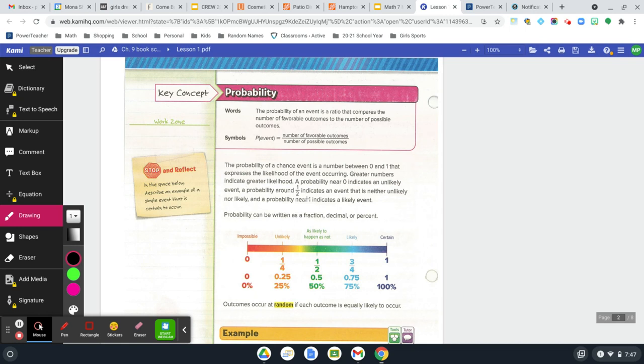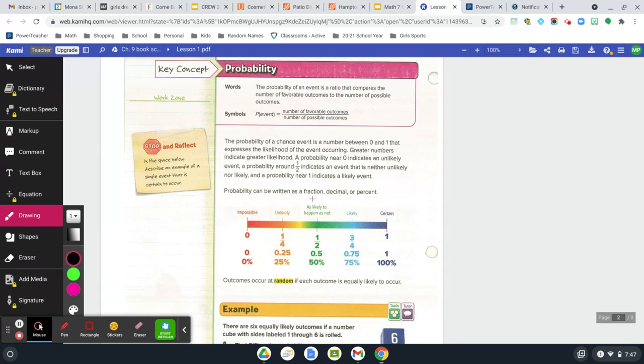Underneath here, we've got almost like a number line, and it talks about how the probability of a chance event is a number between 0 and 1 that expresses the likelihood of an event occurring. Greater numbers indicate greater likelihood. A probability near 0 indicates an unlikely event. A probability around 1/2 indicates that the event is neither unlikely nor likely. And a probability near 1 indicates it's a likely event. Probability can be written as a fraction, decimal, or percent.